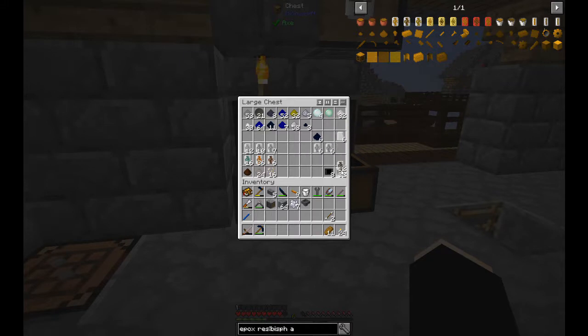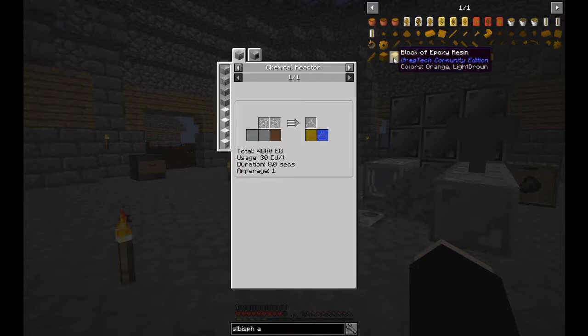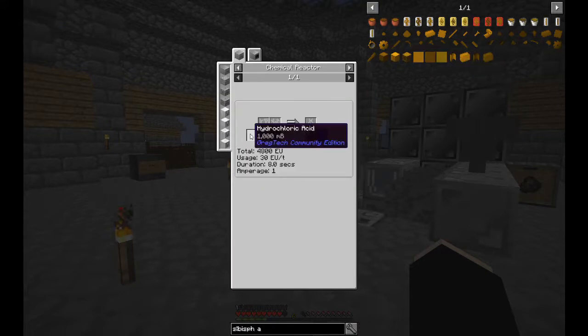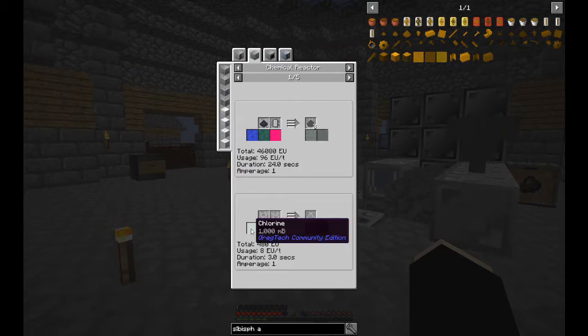So, I have phenol, acetone, and hydrochloric acid. And with that, we're going to make bisphenol A. Bisphenol A: 1 hydrochloric acid, 1 acetone, and 2 phenol makes 1 bisphenol A and some water. Hydrochloric acid, you may recall, we made from chlorine from salts and hydrogen.